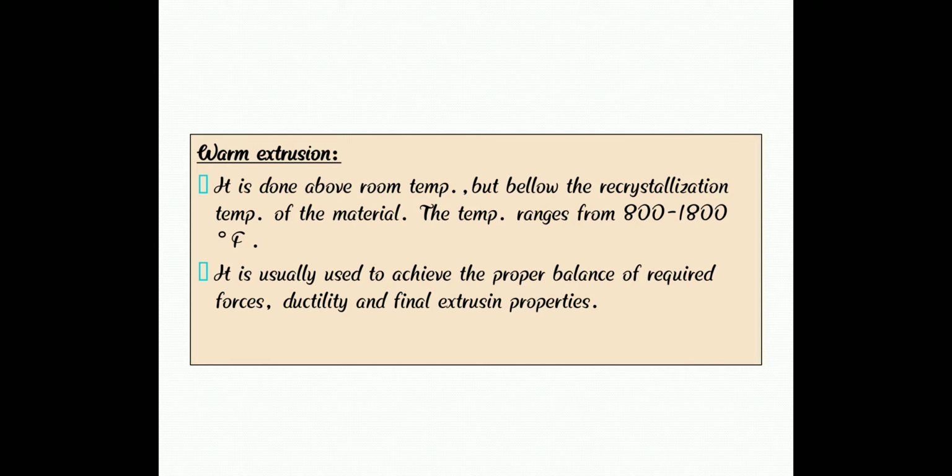It is done above room temperature but below the recrystallization temperature of the material. The temperature ranges from 800 to 1800 degrees Fahrenheit. This is the typical range for warm extrusion. It is usually used to achieve the proper balance of required forces, ductility and final extrusion properties. These are maintained with the help of extrusion cooking.